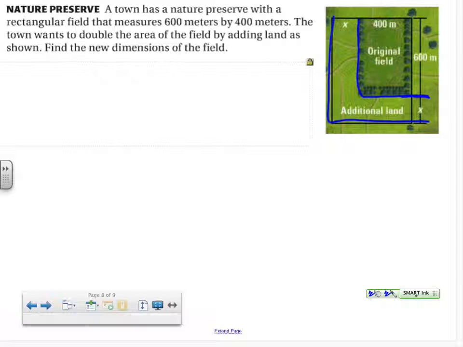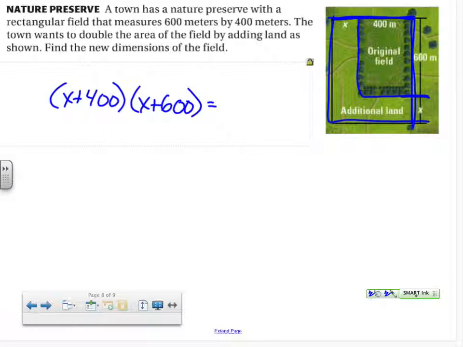All right, so our new field will be this side, which is x plus 400, times this side, which is x plus 600. And that area should equal the old field doubled. So we'll double 400 and 600. All right, we will FOIL this out. I'm going to FOIL this time. Feel free to use the box method.